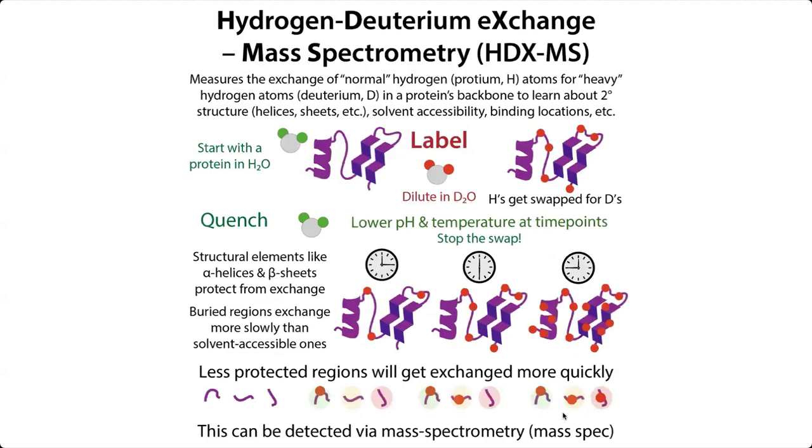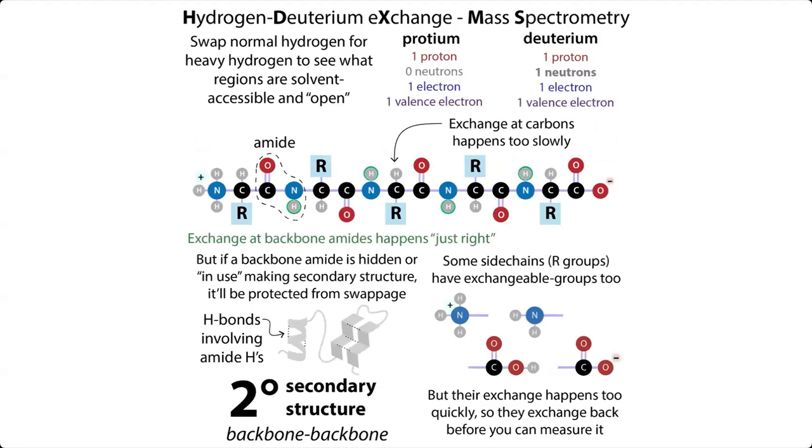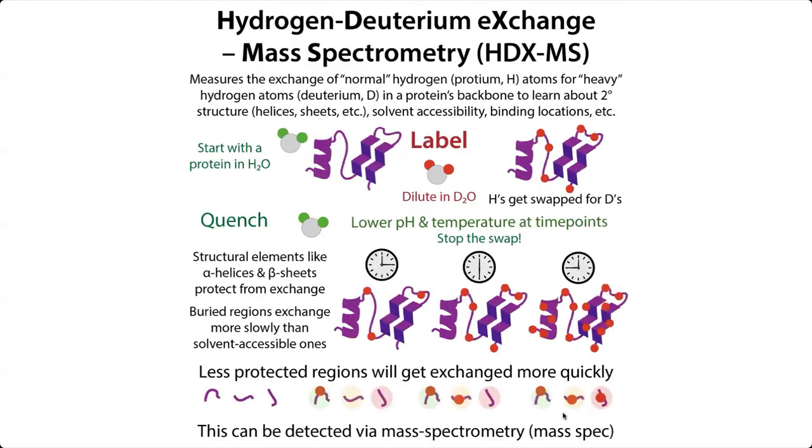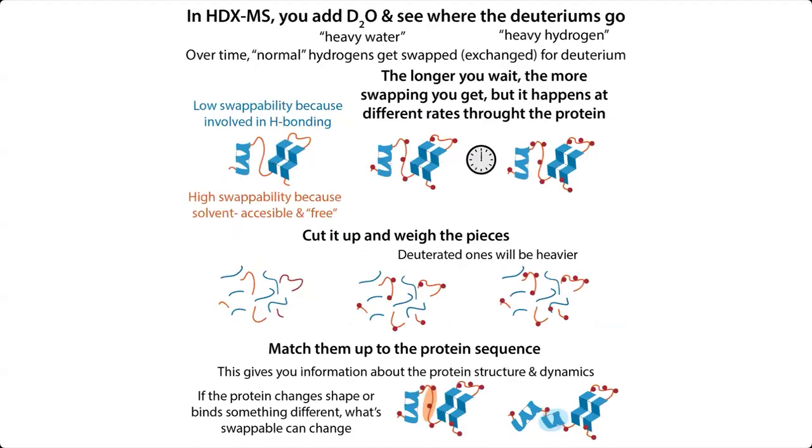Similarly, we can stick a protein in a bath of what we call heavy water, deuterated water. We'll get into this in a minute, but deuterium is a heavier isotope, so a heavier version of hydrogen. And that deuterium can go and swap out for hydrogens in the protein if those regions of the protein are exposed to the deuterium and they are not tied up in forming other interactions. Over time, more and more of those hydrogens in the protein will get swapped for deuteriums. And then if you cut up those pieces and weigh the pieces of the protein, the pieces that had exchanged the hydrogens for deuteriums will be heavier.